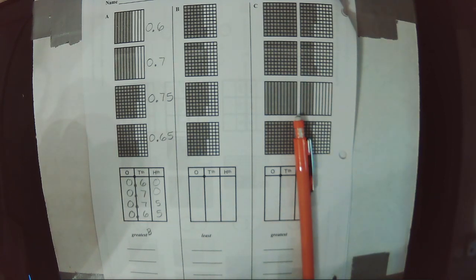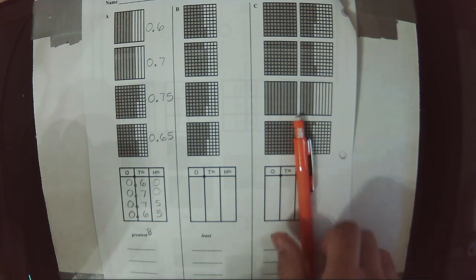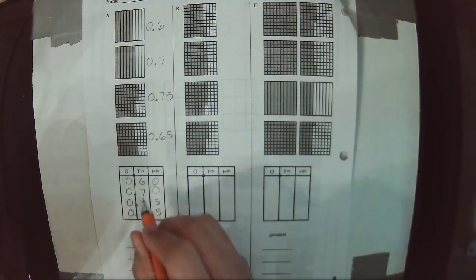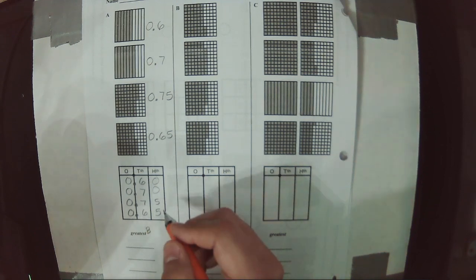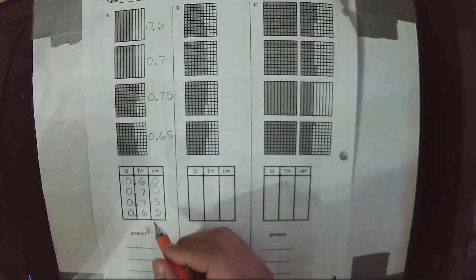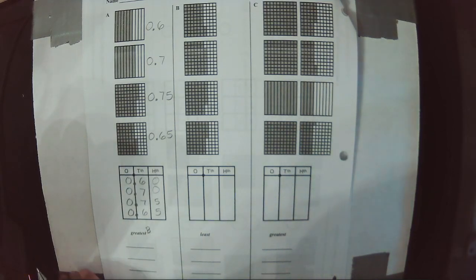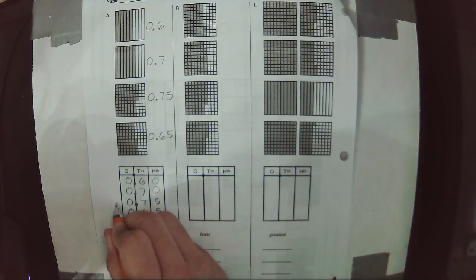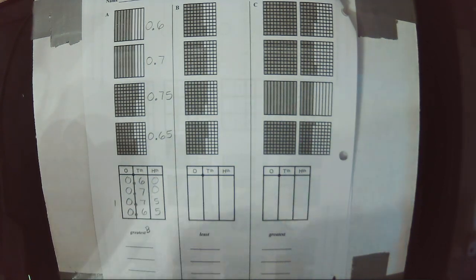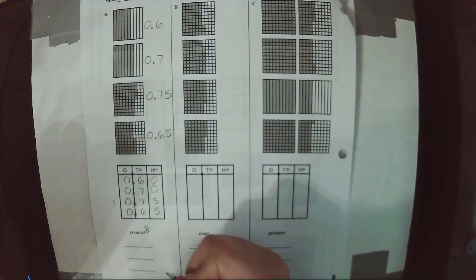What would it be, Nakai? What's the biggest number I have? 0.70. 0.7 what? Zero. So is 70 bigger than 75, then 65, and then 60? No, 0.75. This is my biggest number. That's my first place number.